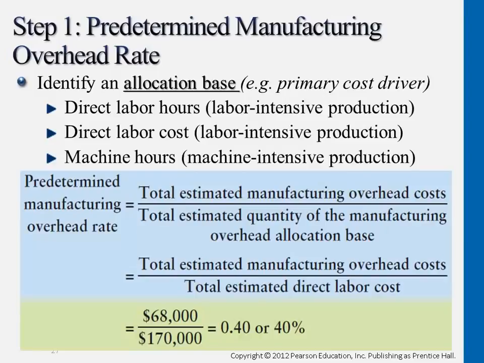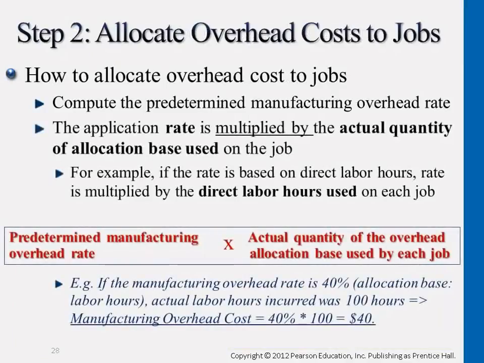Are we getting it or no? Not sure? Okay, let's take a closer look at where the 40% falls. This is where the 40% is. We predetermine the rate, then we multiply by how many machine hours or labor hours. This is decided by the management level: what's the allocation base? Once we decide on that, we multiply by the actual hours used for this particular order, and that will be the indirect cost for that order.